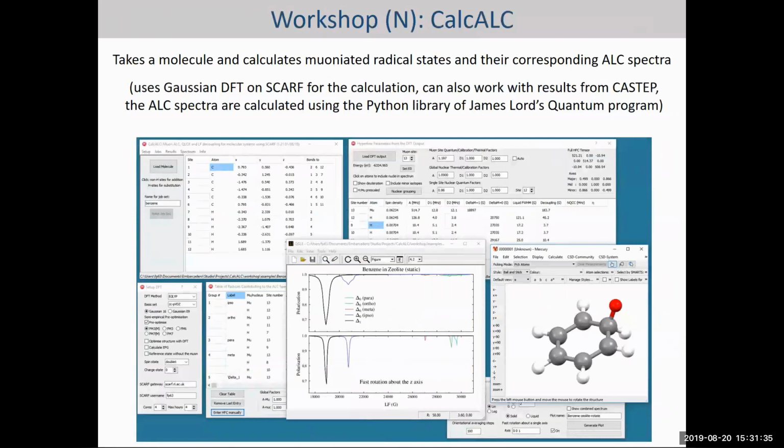It will be workshop N, where we have a sample of methods that you can have a go on yourself. So one of them is CalcALC, which allows you to take a molecule and then calculate the radical, Muon radical states and products from the ALC spectra. This is using Gaussian DFT on the SCARF compute cluster here, and it can also work with output from the plane wave CASTEP code. And it uses the Python library from James Law's quantum program for generating the ALC spectrum.